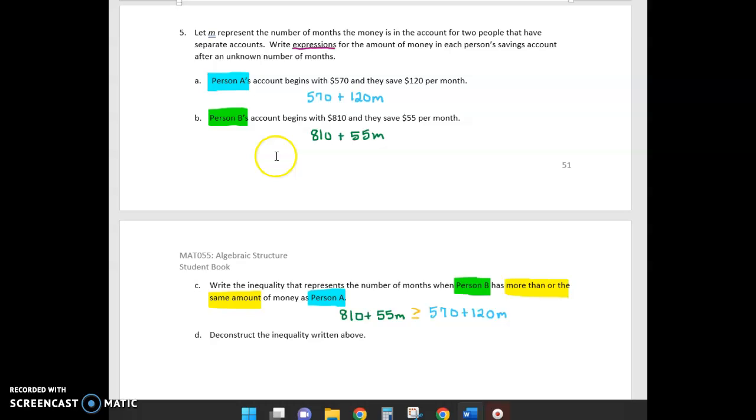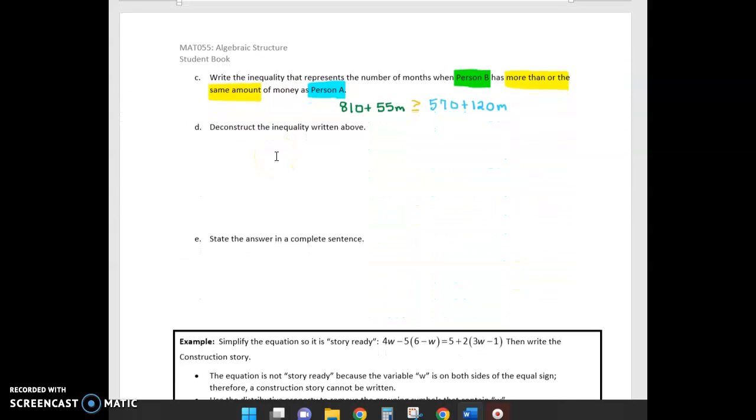Now this time we don't have parentheses, but we do have variables on both sides. So we are going to move this up a little bit. We're going to go ahead and deconstruct. So we're going to solve this inequality. So I'm going to rewrite it as 810 plus 55M is greater than or equal to 570 plus 120M. And we have an option here. Again, we can either move the 55M to the right-hand side, or we can take the 120M and move it to the left-hand side.